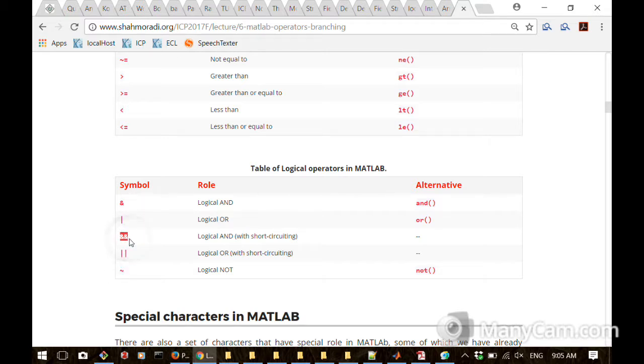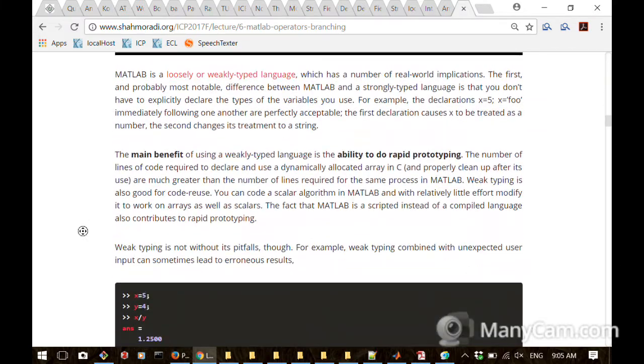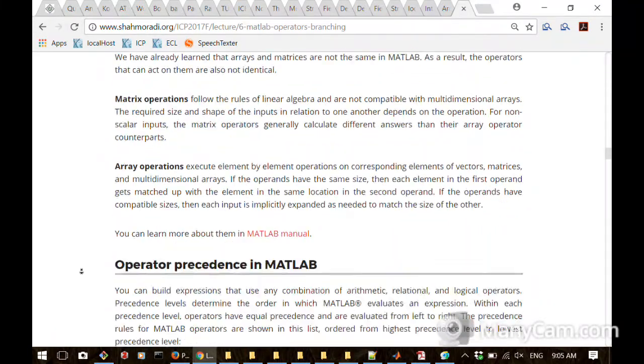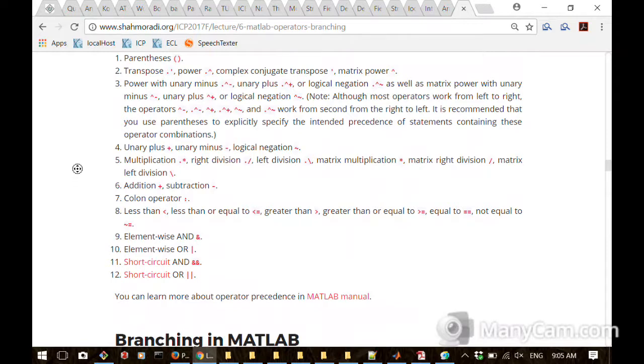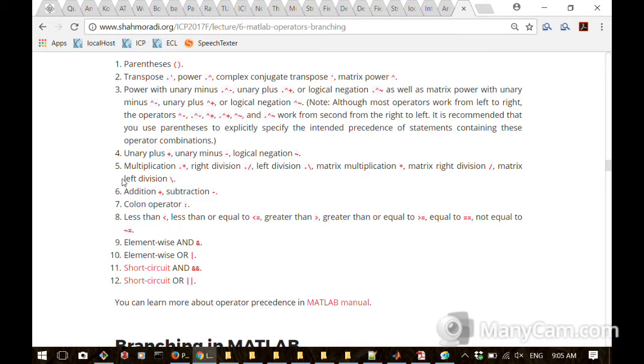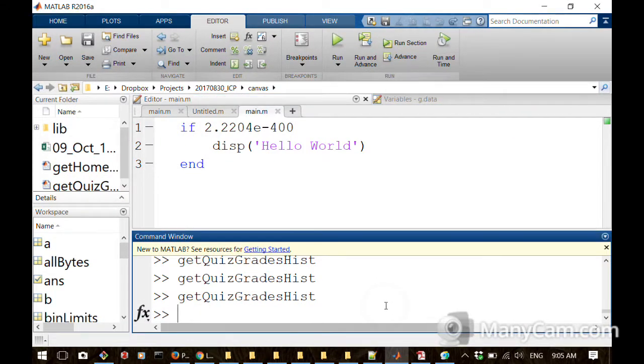And then how about short circuit? What do you think it means? Yes? It just divides the first half of the sign, and if that satisfies whether the whole thing's an integer or not, it doesn't even look at the right side. Right, exactly. So let me show you what it means really.